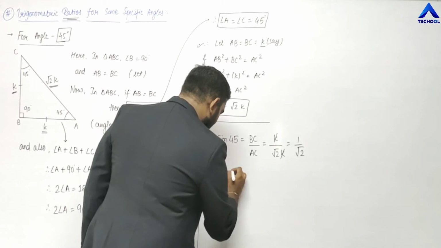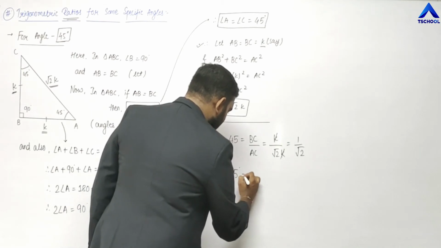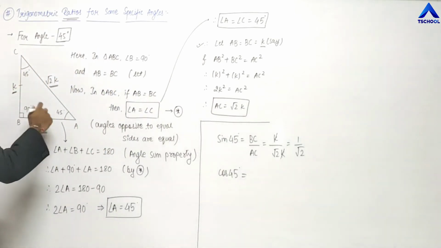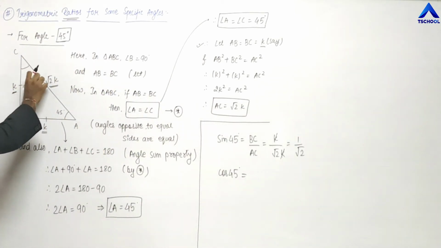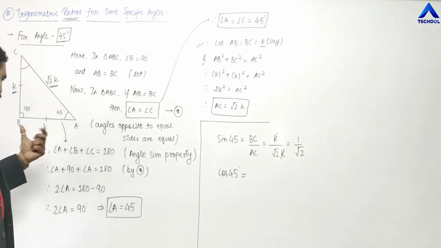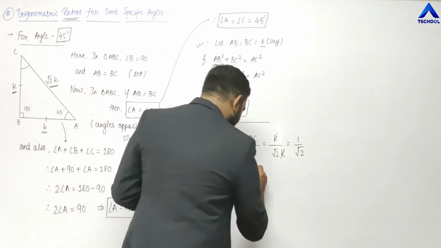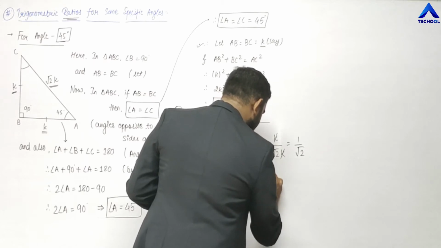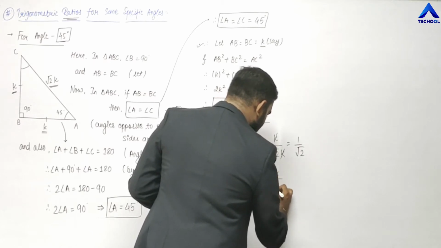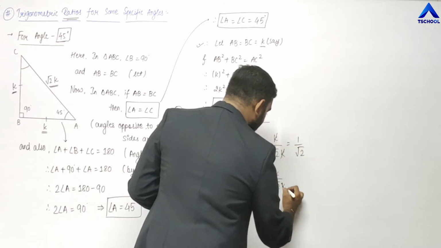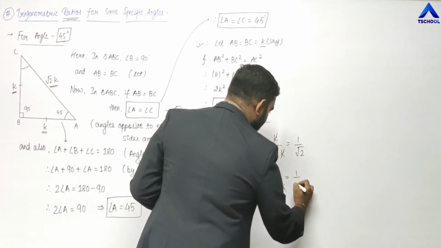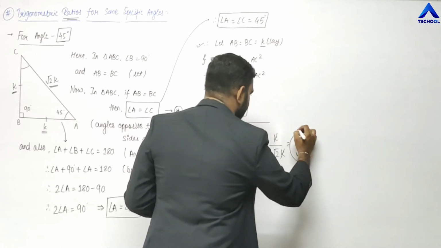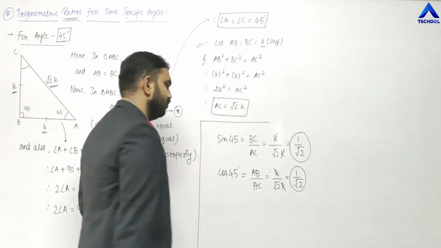Similarly, we can find out the ratio for cos 45. What is the ratio for cos 45? Again, we shall take this as the reference angle, friends, for now. So that is adjacent side upon hypotenuse, which is equals to AB upon AC. AB is again K. AC is again root 2K. K and K are cancelled. And hence we get cos 45 as 1 upon root 2.